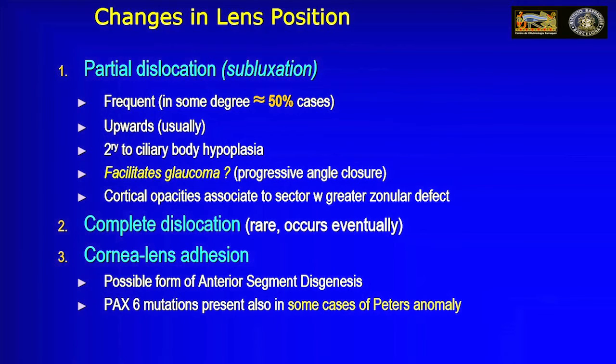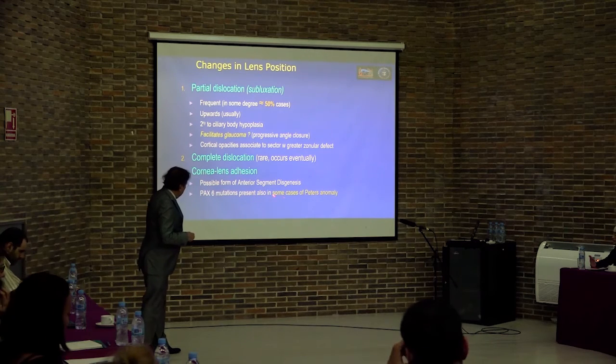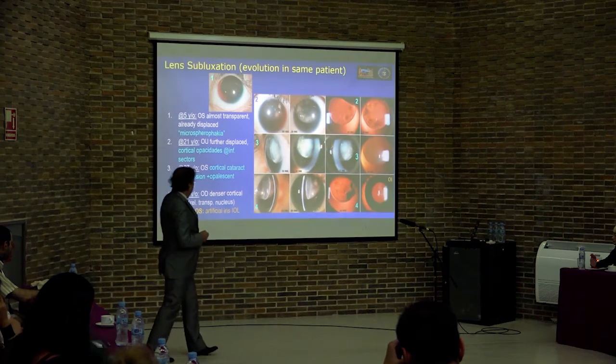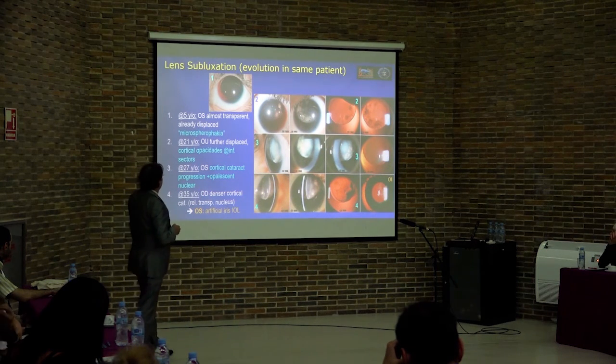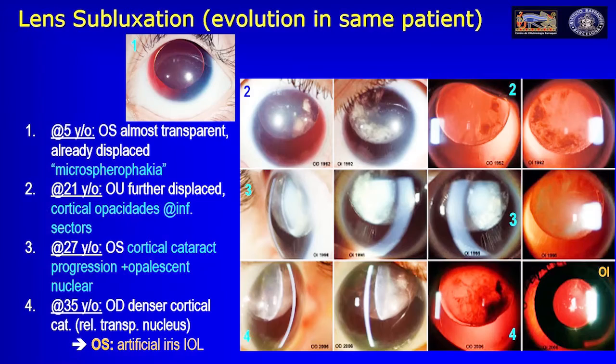The lens falls into the vitreous chamber, and we will see at least one case of corneal lens adhesion that might be a form of anterior segment dysgenesis. Remember that some of these axis mutations have also been present in some cases of people with Peters anomaly. This is one single case, and you can see the evolution over about 30 years.